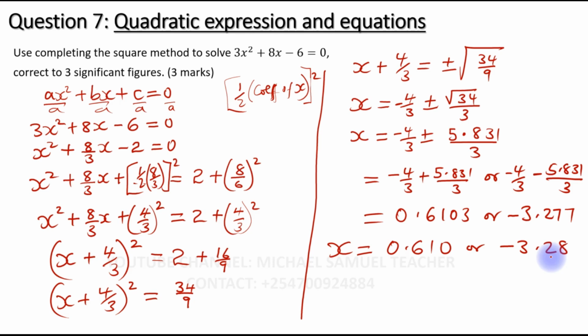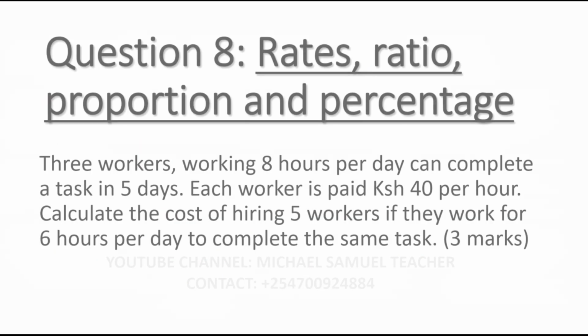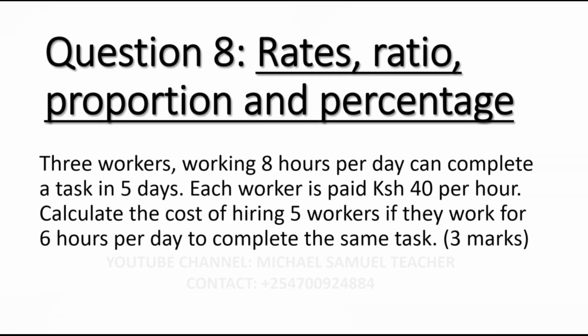We move on to the next question, that is question 8. And question 8 comes from the topic of rates, ratio, proportion and percentage. And the question is, 3 workers working 8 hours per day can complete a task in 5 days. Each worker is paid 40 shillings per hour. Calculate the cost of hiring 5 workers if they work for 6 hours per day to complete the same task. That is 3 marks.